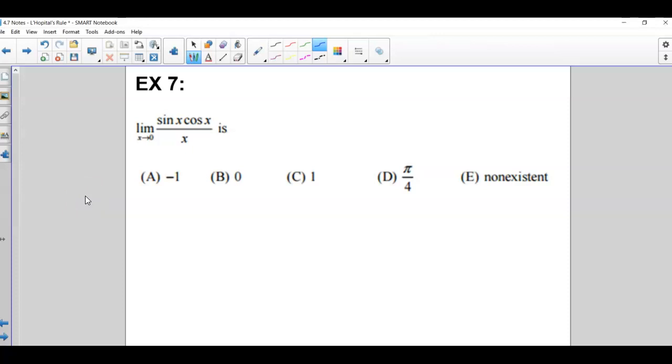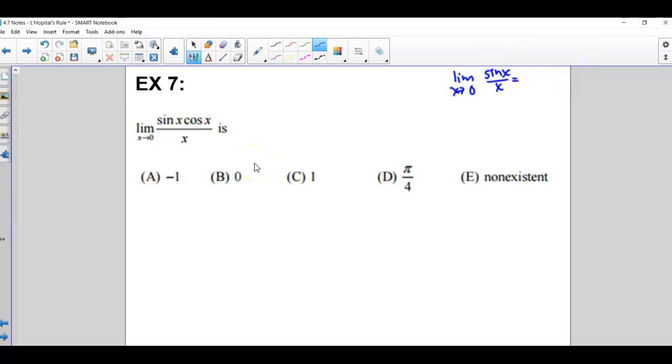There is a way that we could do this without using L'Hopital's rule because we did learn long ago. Anybody remember the limit as x approaches 0 of sine x over x? Anybody remember what that was? No. So that's a good reason to use L'Hopital's rule on this.